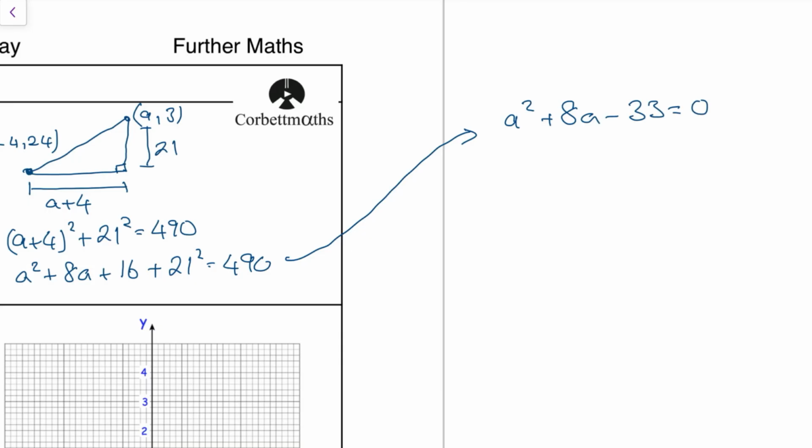If this were a maths exam, it's definitely a mark, at least a couple of marks for getting the right quadratic. Now, can I factorise? 33 is 3 and 11. Yeah, I can. So it's going to be a plus 11, a minus 3 is equal to 0, which means that a is equal to 3, or a is equal to minus 11.